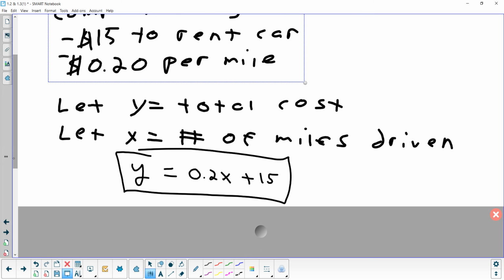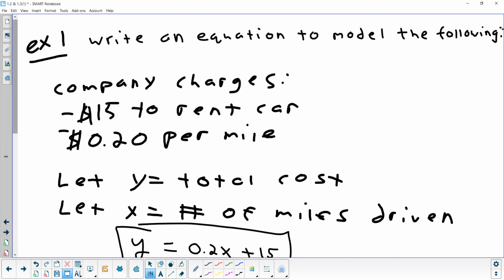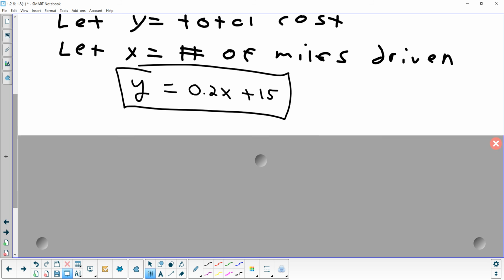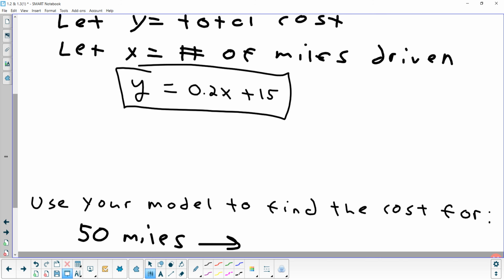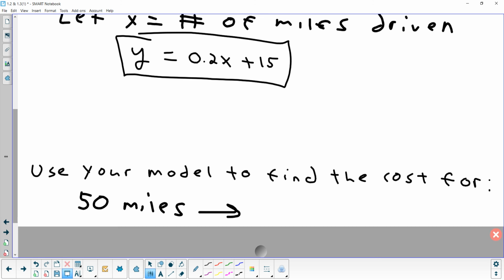Any questions on that? So we basically just went through that whole problem solving process. We looked at what was given, right? We gave names to what was unknown, and then we decided the method here. Well, they told us the method. Write an equation. So we already knew what we had to do, but we just had to do it. All right, so now let's use that model that we just came up with to predict the cost for a couple different scenarios. Right, let's say you drive 50 miles.